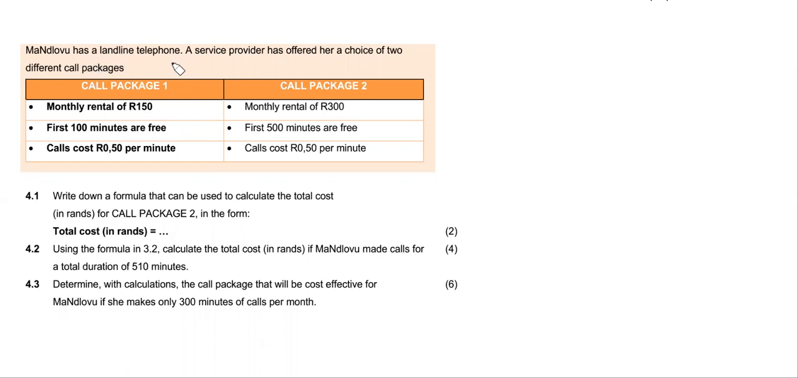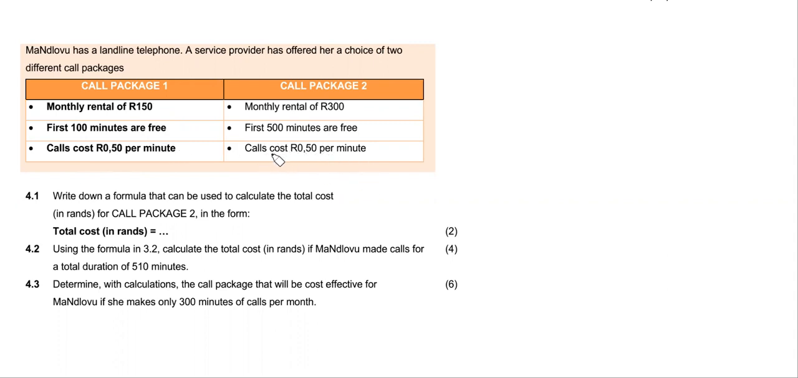Mandov has a landline telephone, and the service provider offers a choice of 2 different core packages. On package 1, the monthly rental is 150. The first 100 minutes are free, and calls cost 50 cents per minute. Then package 2, the monthly rental fee is 300, but the first 500 minutes are free, and calls cost 50 cents per minute.